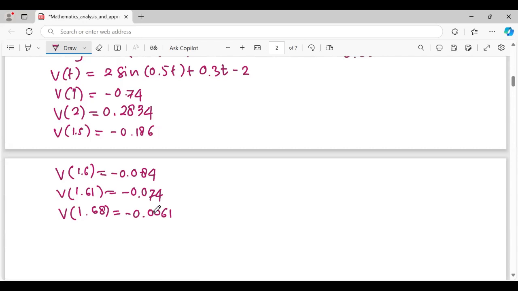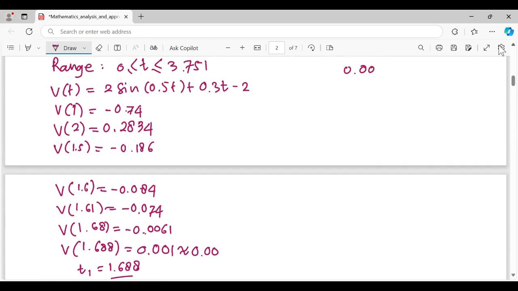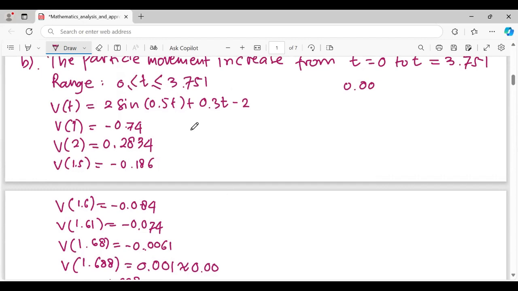Actually, you can use it, but this number approaches from the left side, and if you approximate, it will be minus 0.01. I have checked if t equals 1.688, and the result is 0.001. If you approximate this number, it will be 0.00. So we accept t1 equals 1.688. Again, you can use your calculator. For me, I have used my Casio calculator, the Casio Graph 75.